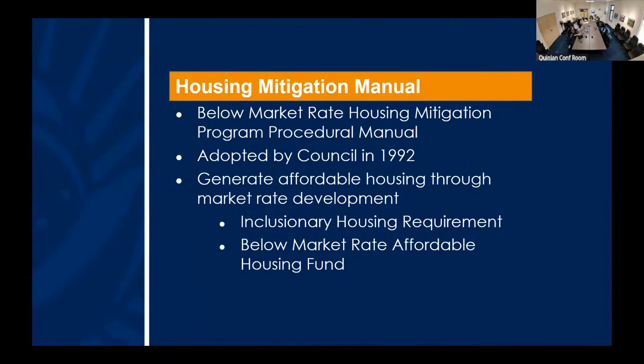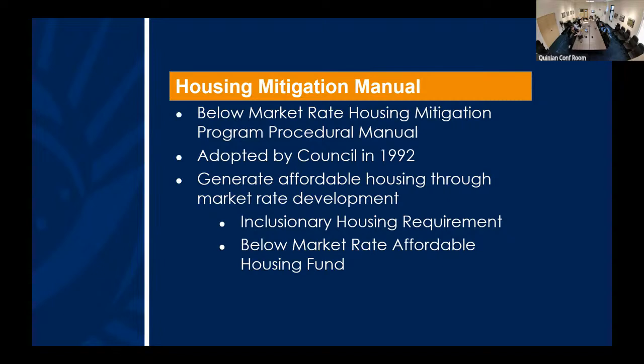The Housing Mitigation Manual, also known as the Below Market Rate Housing Mitigation Program Procedural Manual, was adopted by City Council back in 1992. It's part of the general plan. Way back then, the goal of this manual is to generate affordable housing through market rate development. This is the mitigation idea, right? And it does this in two ways.